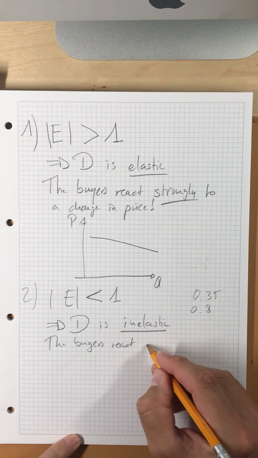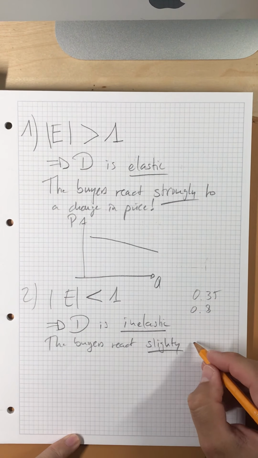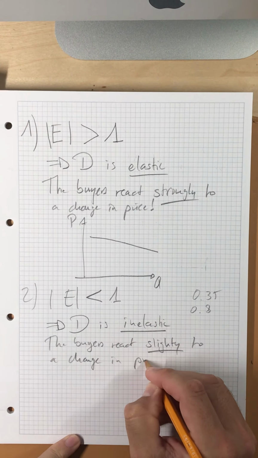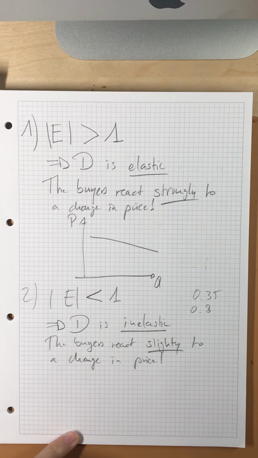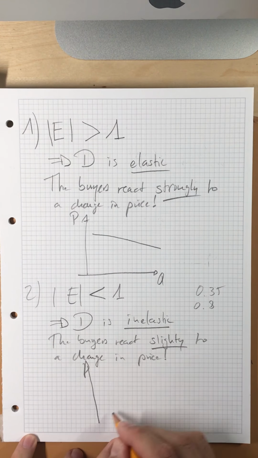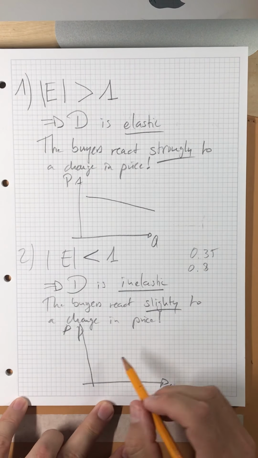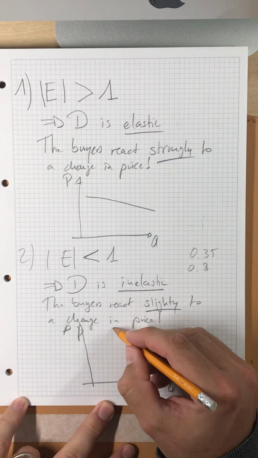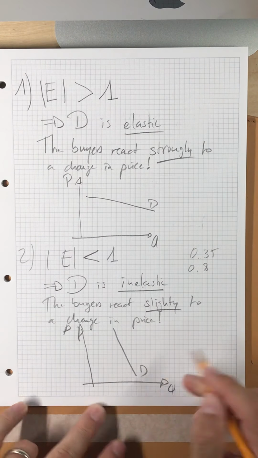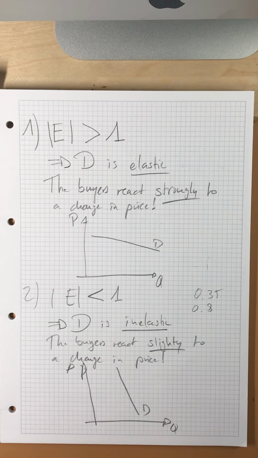In that case, the buyers react slightly, légèrement, to a change in price. Very small reaction. Sorry, oh gosh, that's quantity, the price. In that case, your demand curve is approaching a vertical demand, okay. It's not totally vertical, but it's approaching a vertical.